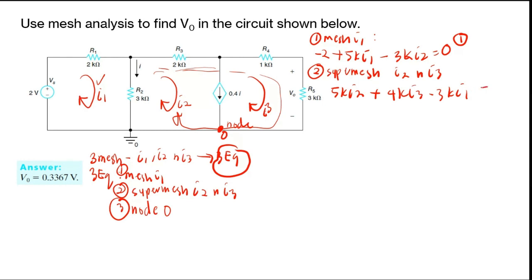Okay, equal to 0. So this is your second equation. Okay, and then the third one is the equation at node 0, where your node 0 is here. Just let's draw the node again.